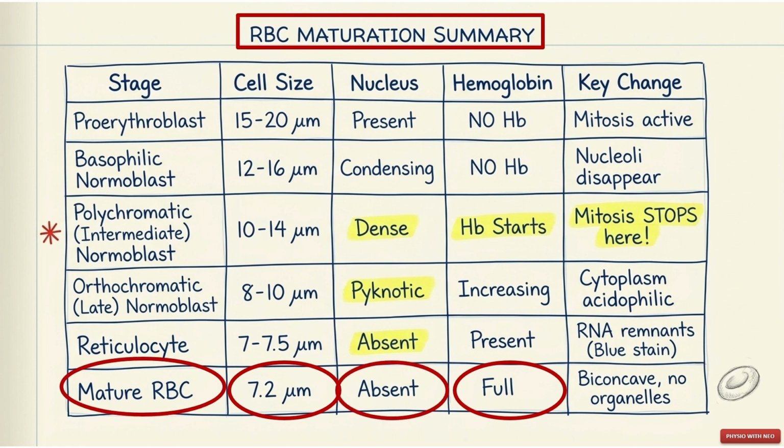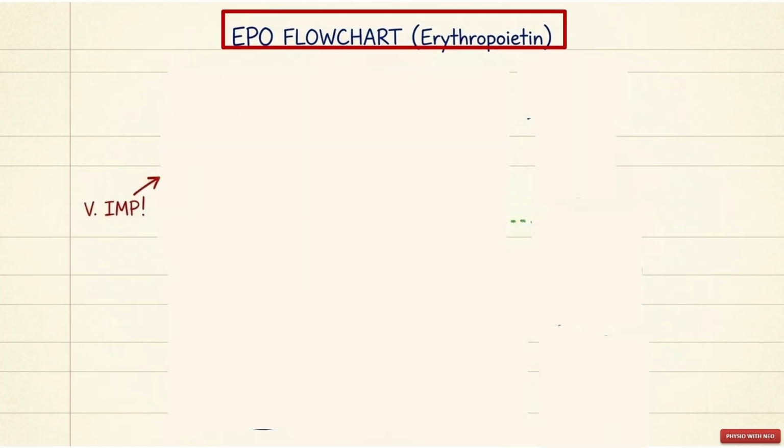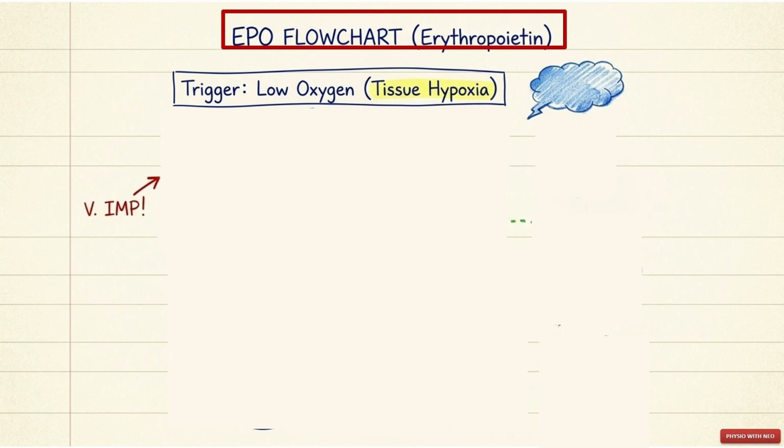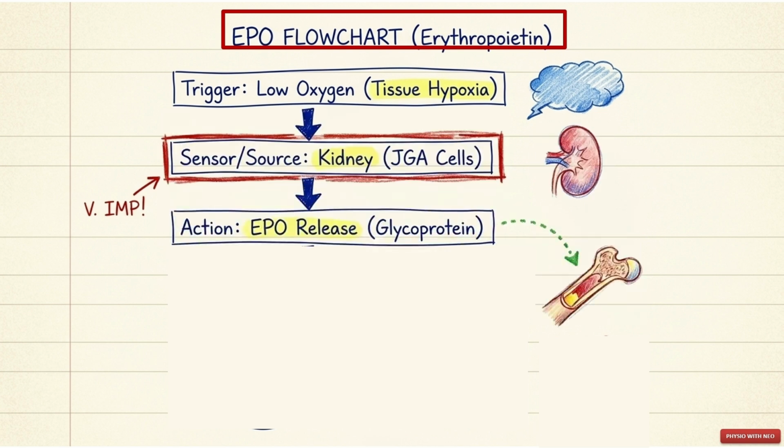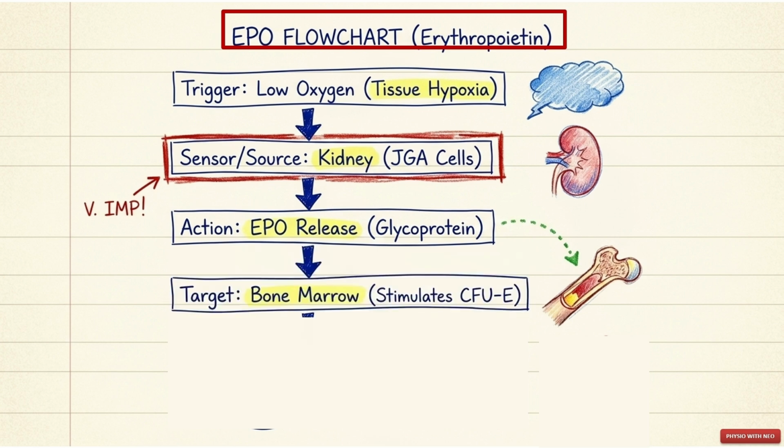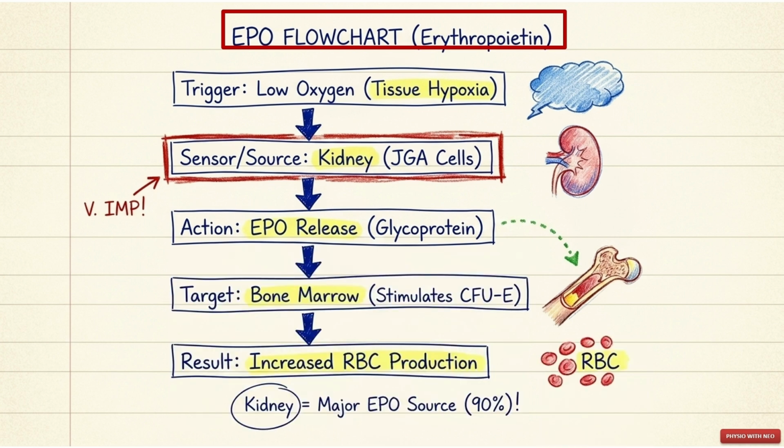Next comes the most important regulator of erythropoiesis. This flowchart is extremely important. Low oxygen is detected by the kidneys, which in turn release erythropoietin, which acts on the bone marrow and stimulates release of more RBCs. Remember, that's the entire story of erythropoietin. Hypoxia detected by kidney, which releases erythropoietin, which acts on bone marrow and produces more RBCs. Draw this flowchart and the examiner instantly knows that you understand the concept very well.